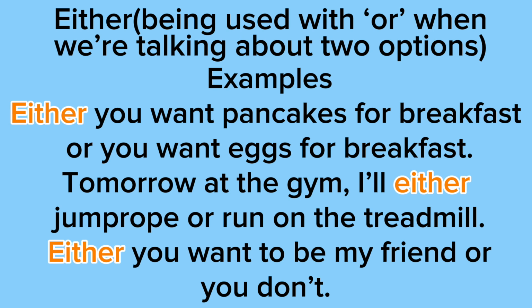And our last example says, either you want to be my friend or you don't. Again, notice how we're referring to two options, you being my friend or you not being my friend. Which one is it? So don't get this use of either confused with the use of either in the previous slide. So in this case, we're using either when we're referring to two options. In the previous slide, we're using either when we approve of one of two options. So be sure to remember that.